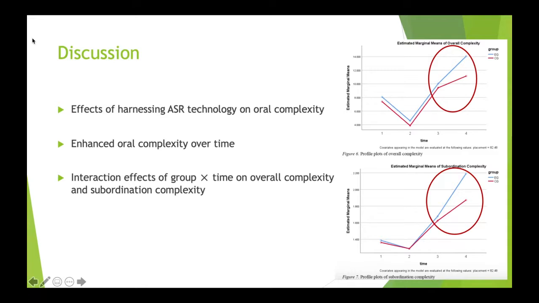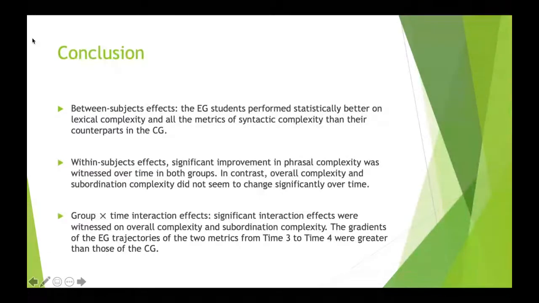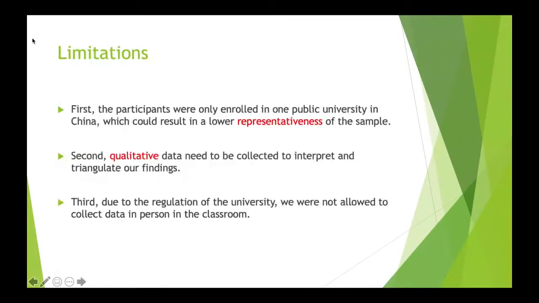Well, the last point in the discussion, the interaction effect could be clearly noticed in the trajectories of their overall and subordination complexity. One thing I would like to mention is the gradient of the experimental group from time 3 to time 4 seemed to be greater than that of the control group, indicating that at the ending phase of the program, a faster development was witnessed in the experimental group on those two metrics. Well, these are the basic conclusions I just covered.